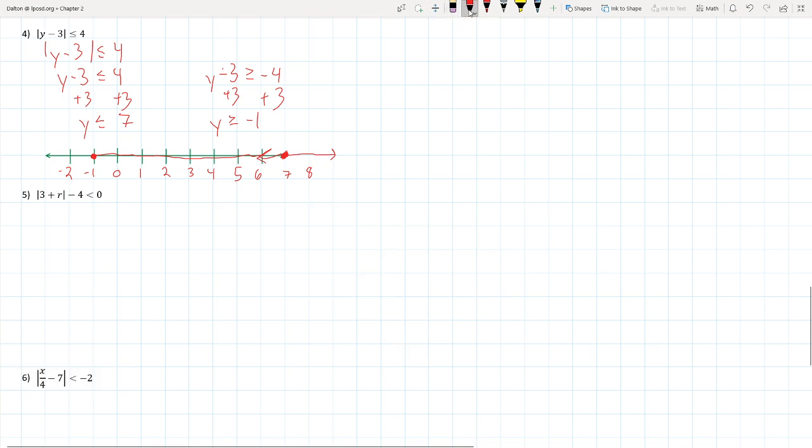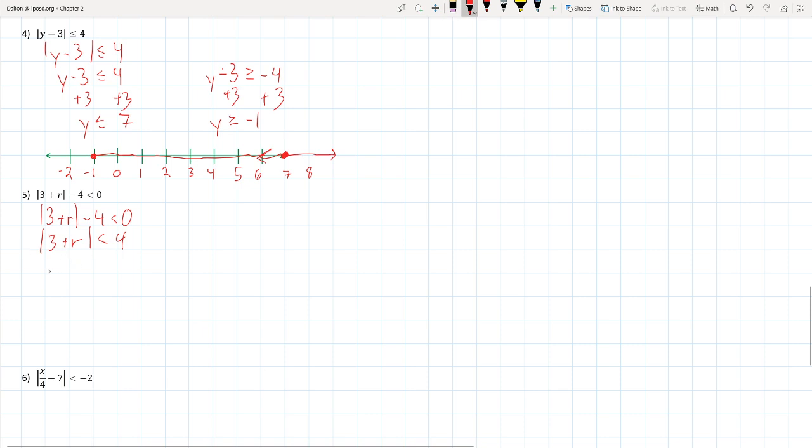Number 5. As I mentioned a couple questions ago, we want to get the absolute value by itself before we start trying to evaluate it. So I get the absolute value of 3 plus r, minus 4, is less than 0. I'm going to add 4 to both sides, so I get the absolute value of 3 plus r is less than 0. Oops, not 0, sorry. That's a positive 4. I'll change it in the notes later.